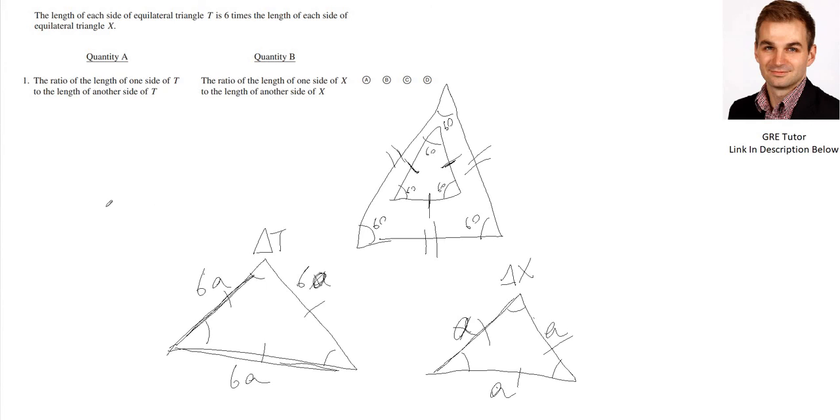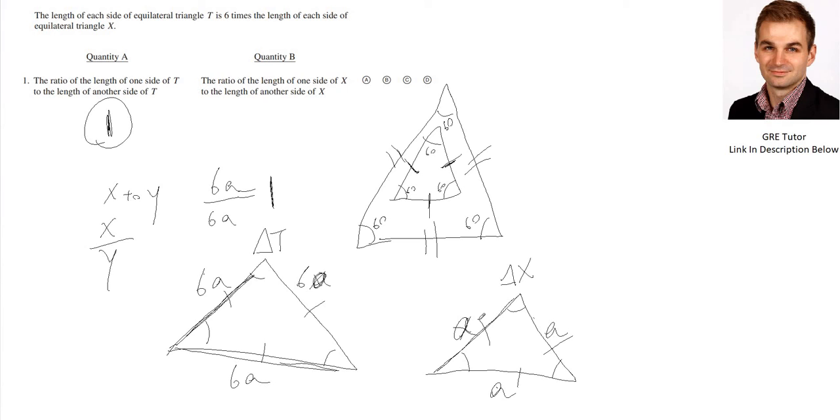Now, the ratio of something x to y is just x over y. So if we're looking at the ratio of 6a to 6a, we're just looking at 6a over 6a, which is equivalent to 1. So the ratio of the length of one side of T to the length of another side of T is just going to be 1.